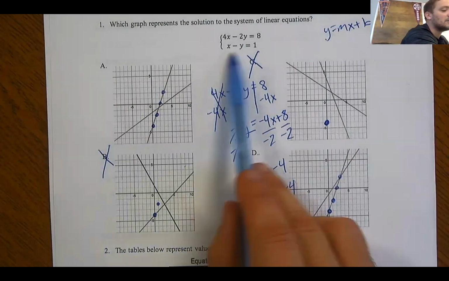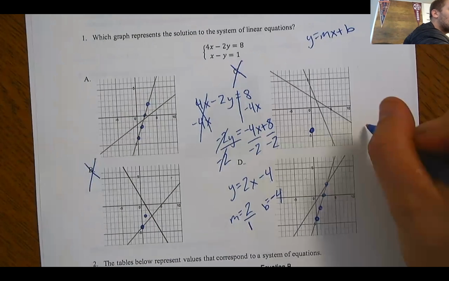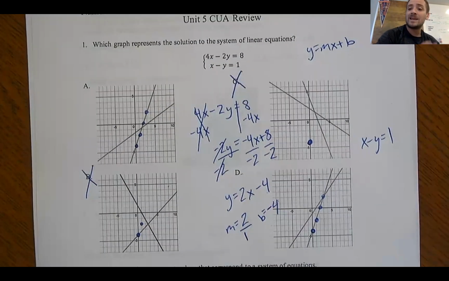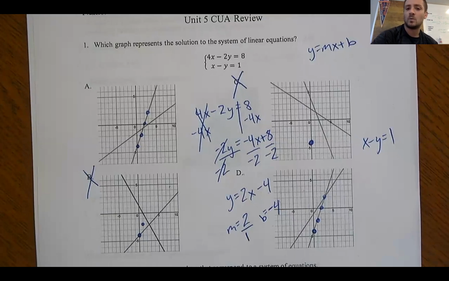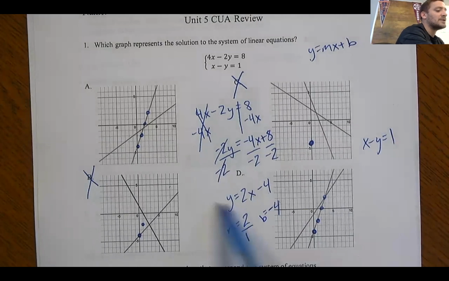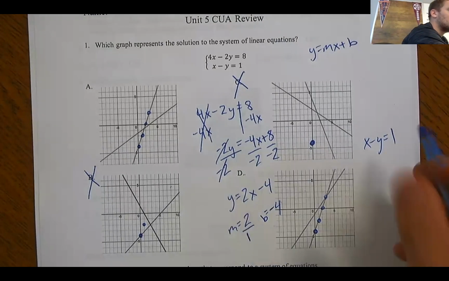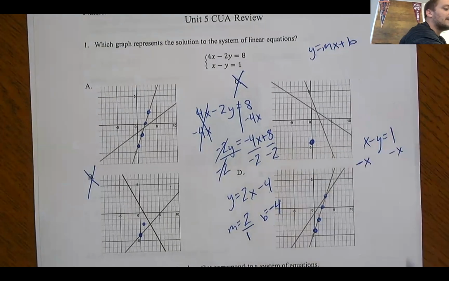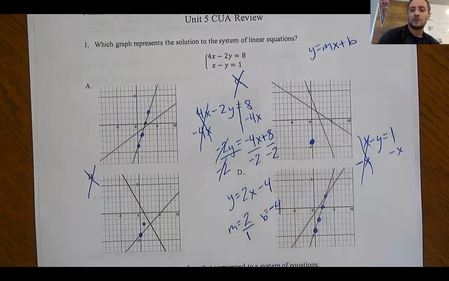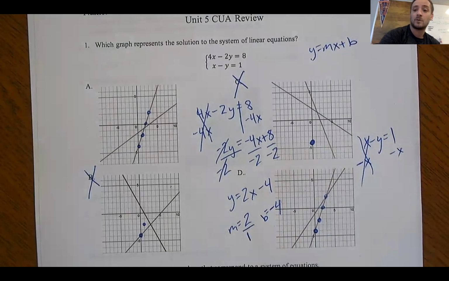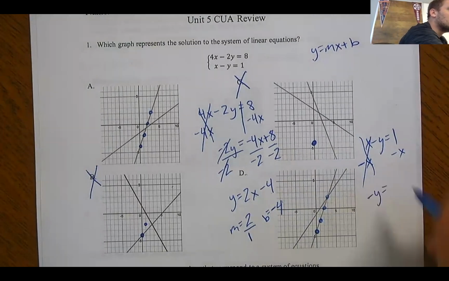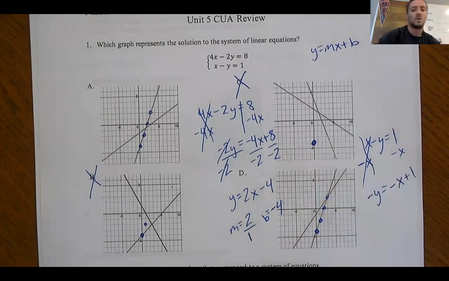Now we can focus on our second equation, x minus y equals 1. Again, we can't graph this right now because it's not in y equals mx plus b. So we've got to make it. Just like we did before with our other equation, we're going to make this into y equals mx plus b. So we're going to subtract x from the left side. That way they cancel out. If I subtract x from the left side, I need to subtract x from the right side. And we're left with negative y equals negative x plus 1.